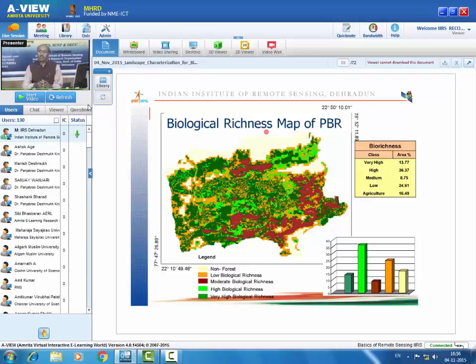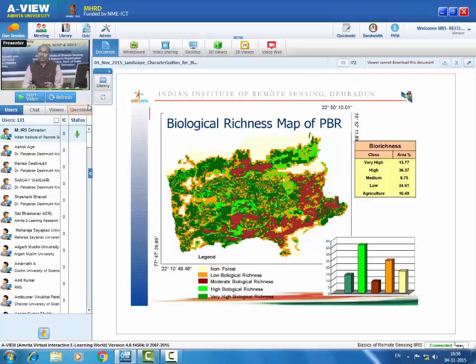Now this is the final result of this study, which says that these are the areas where biodiversity is very rich, high rich, medium rich, and let us say least rich, or you can say also not much. Of course, biodiversity will always be there, but it is a relative term, and you can quantify it if you have this kind of a database with you.